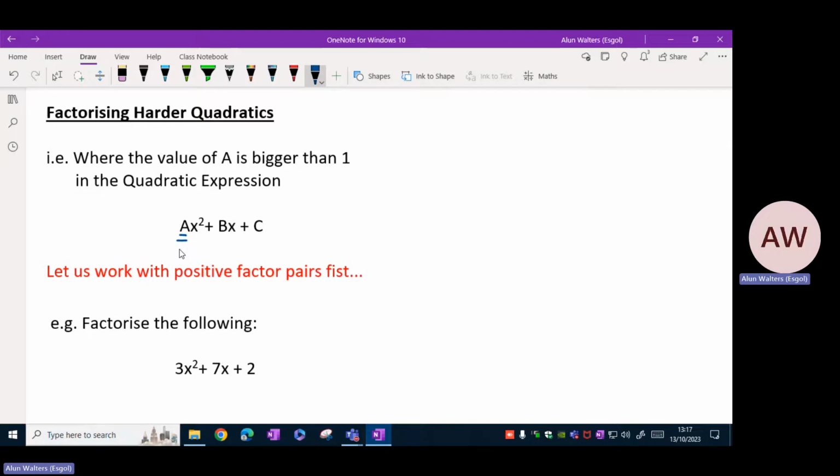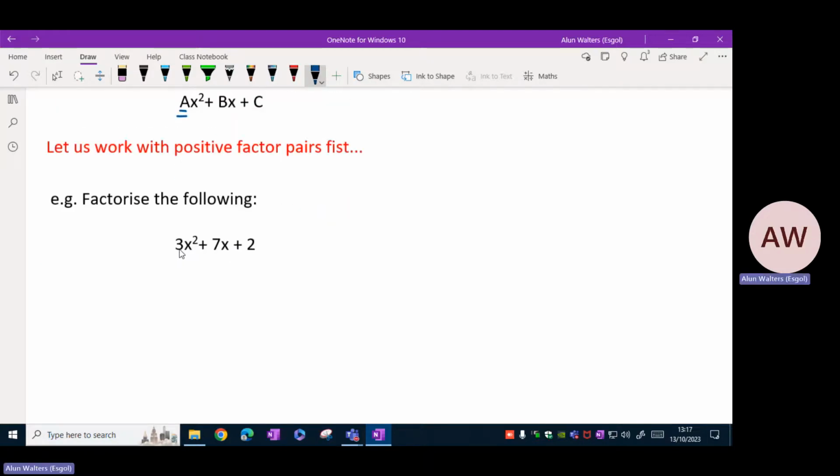Right, so I've got a typical example. This is what I would do. We're going to find the factor pairs of 6 because we multiply 3, the value of a, times 2, the value of c, to give me 6. So we multiply a times c to give us a product. That's the product. So we multiply the 3 by the 2 to give us 6.